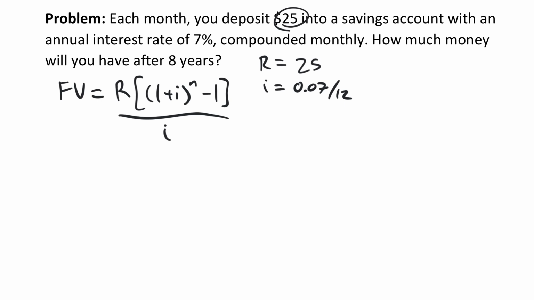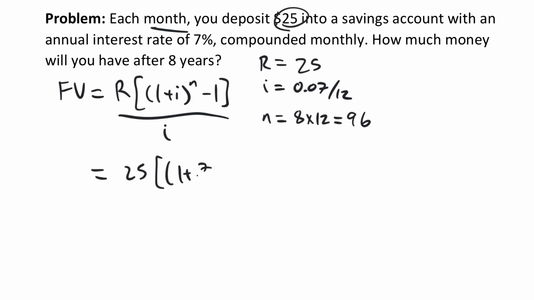Now, N is the number of investments. And because we're doing it monthly, and there's 8 years, N is going to be 8 times 12. So you got to do a little bit of math ahead of time. That's going to be 96. It's not the pure number of years. It's actually the number of investments that you're making. And since you invest once a month, and there's 12 months in a year, you get that 8 times 12, or 96. Okay, so 25, 1 plus I, which is 0.07 over 12.